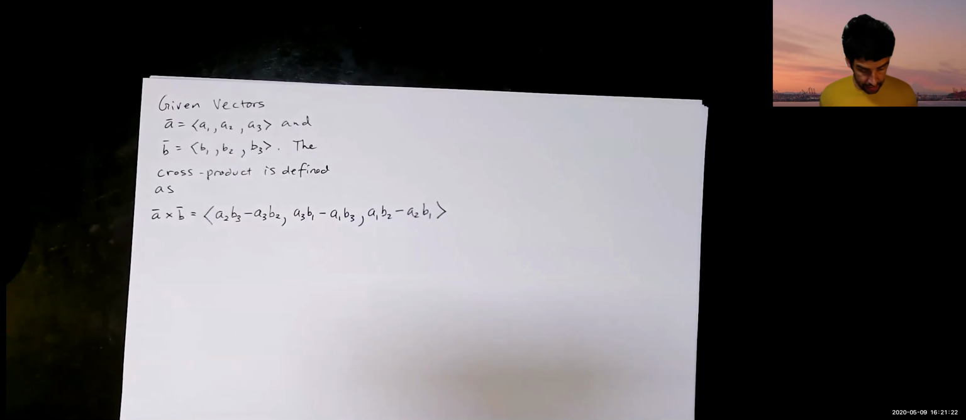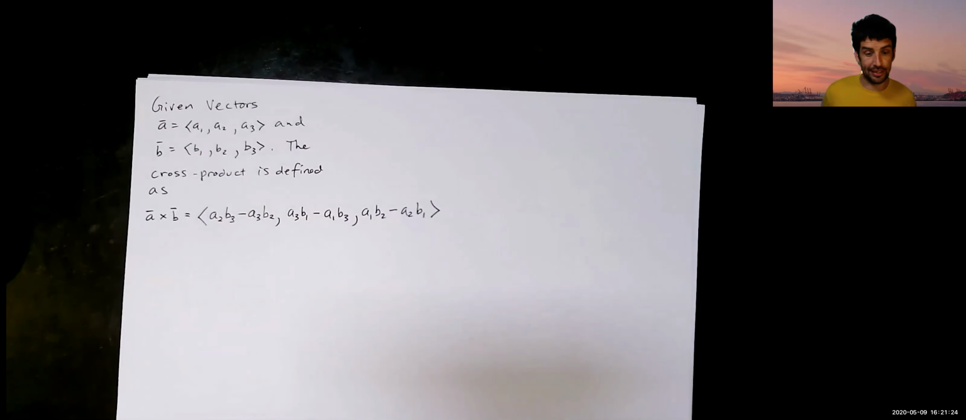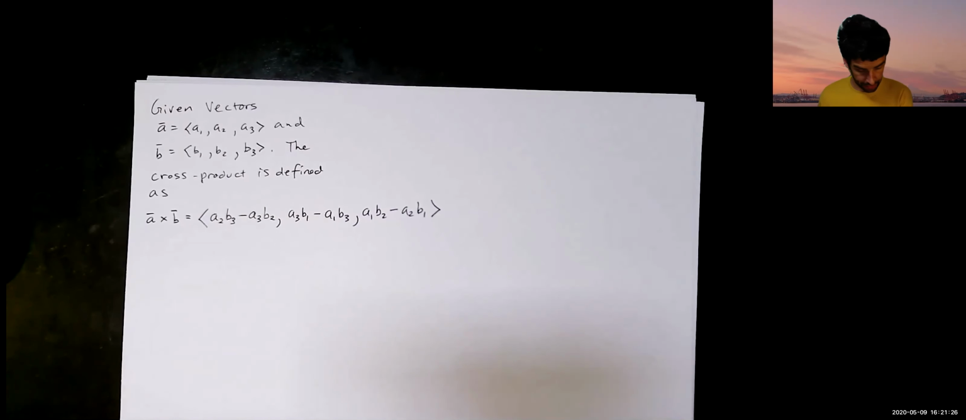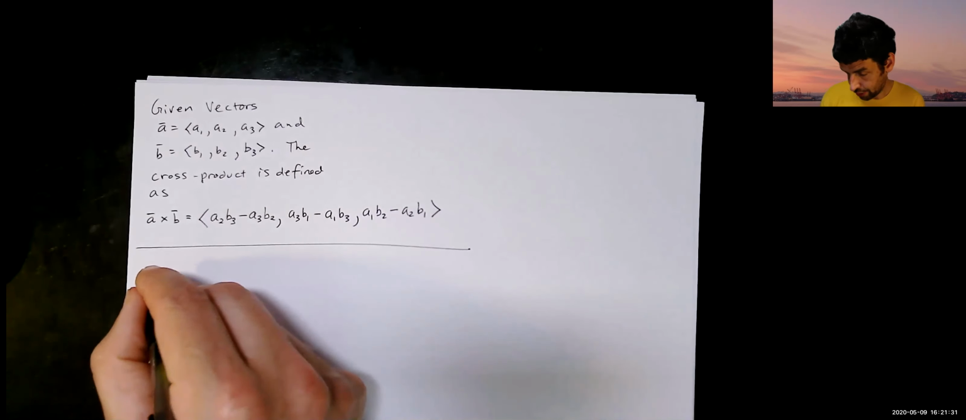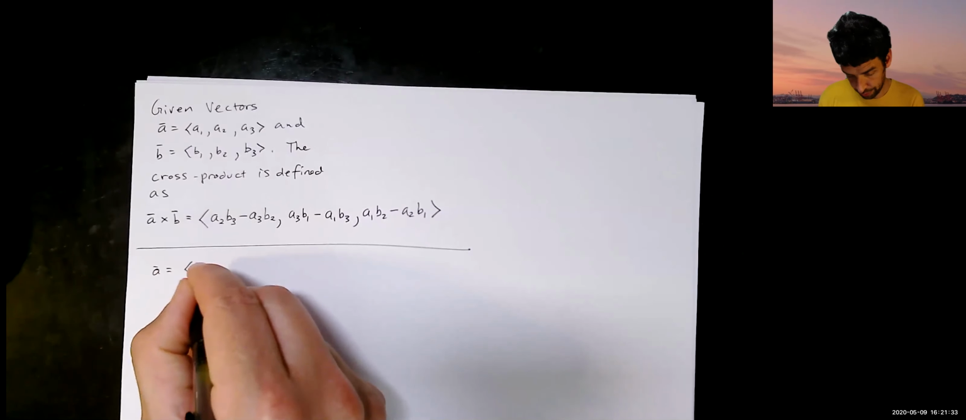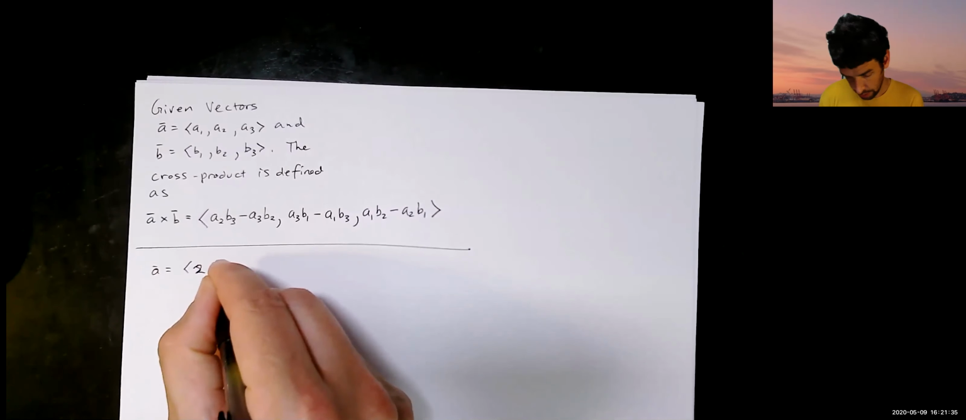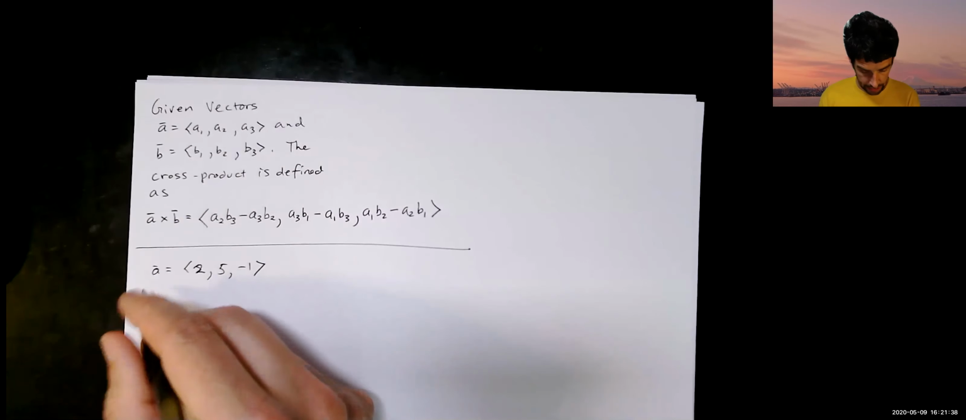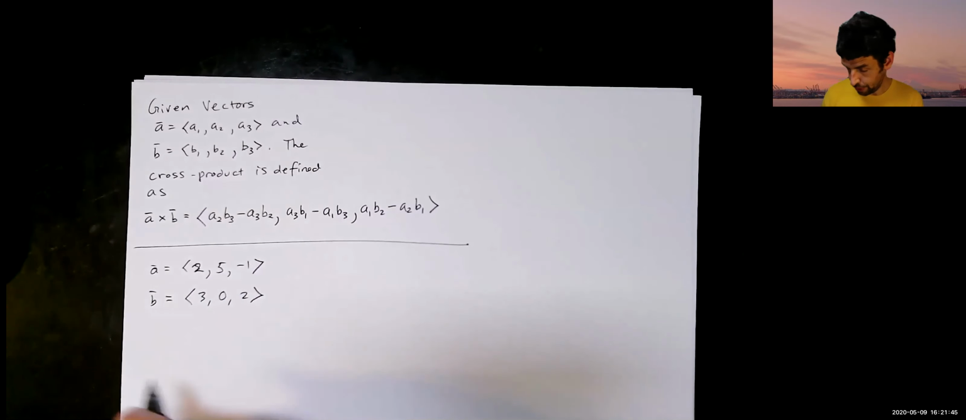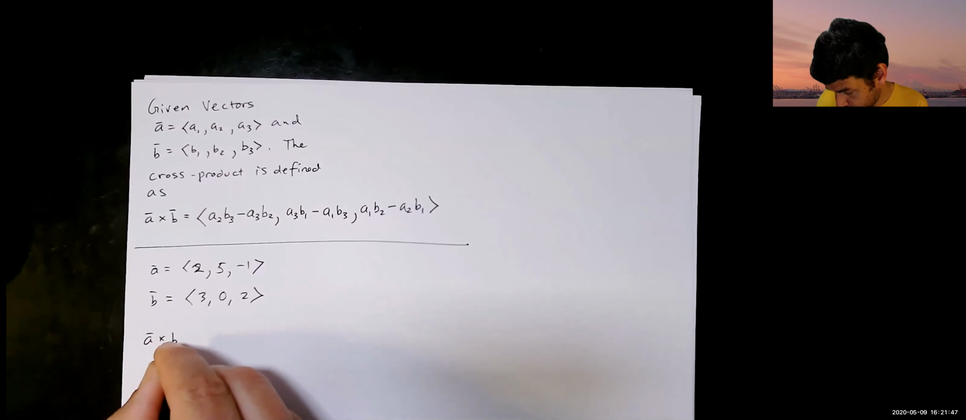Okay, so let's do an example. Let's start with that. So for instance, the vector A equals 2, 5, -1, and the vector B equals 3, 0, 2. Let's compute A cross B.